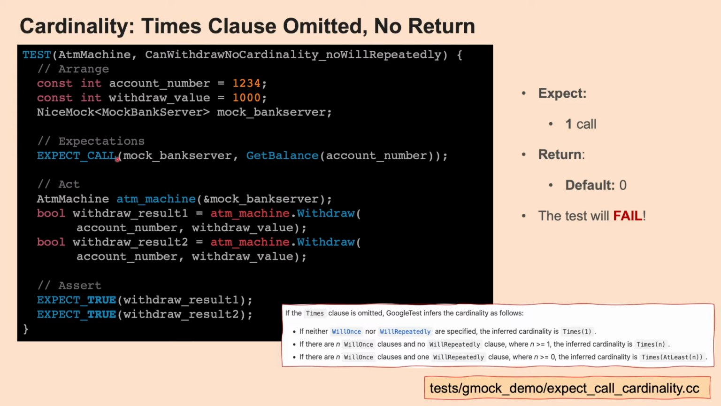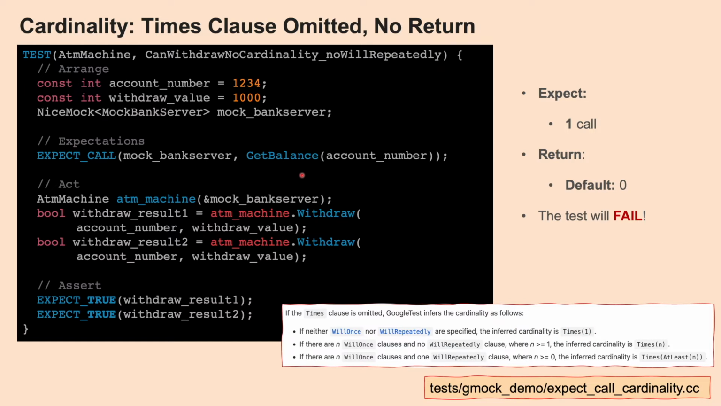What happens if you don't specify the cardinality? The Google Test Platform documentation gives us a recipe on what will happen. Let's see each case in an example. So in this case, I don't have cardinality and I don't have will once and will repeatedly. Therefore, the cardinality is assumed to be once.